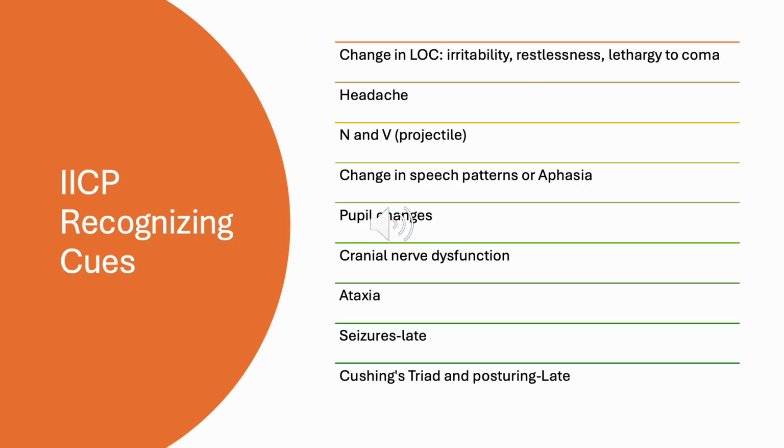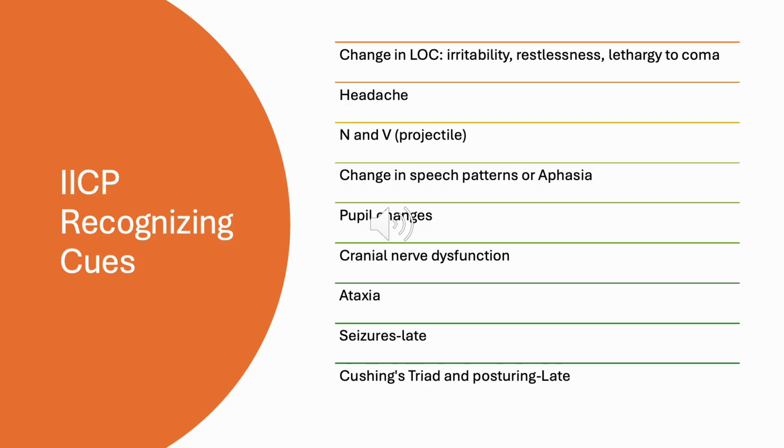Okay, recognizing cues of increased intracranial pressure. Your patient's going to have the first sign, a change in their LOC. They're going to be irritable. They could have restlessness. They could become very lethargic and have decreasing level of consciousness. That's usually the first sign. They could complain of a headache. They could have projectile vomiting and nausea. They could have a change in their speech patterns or become aphasic.